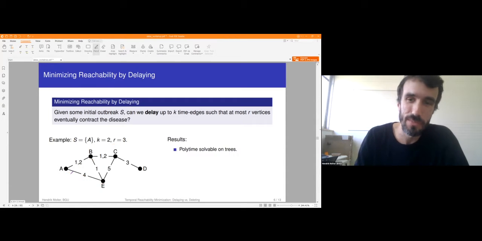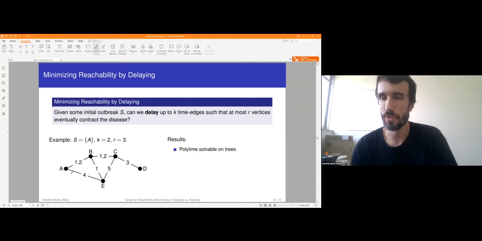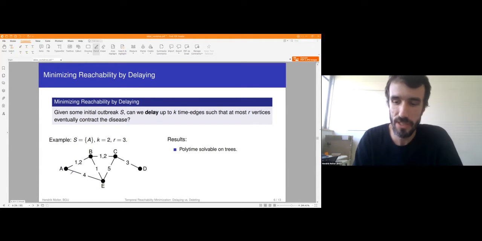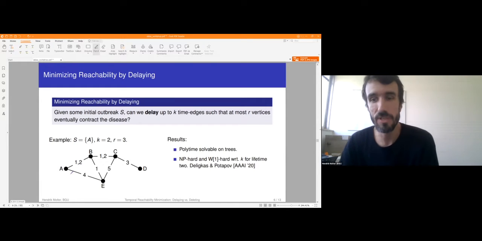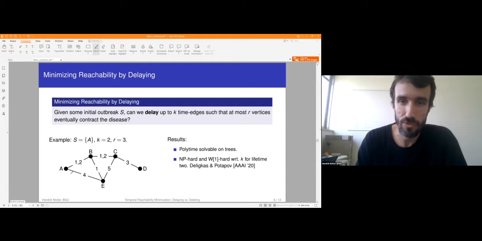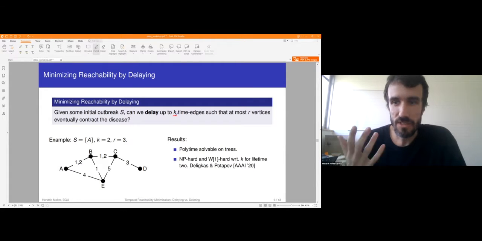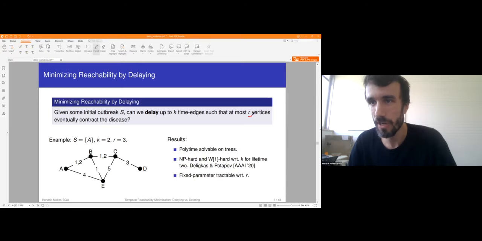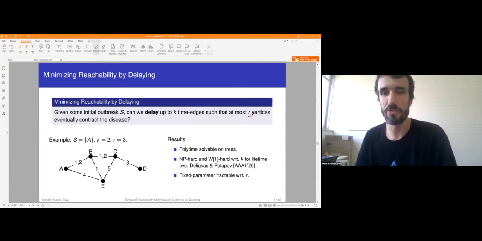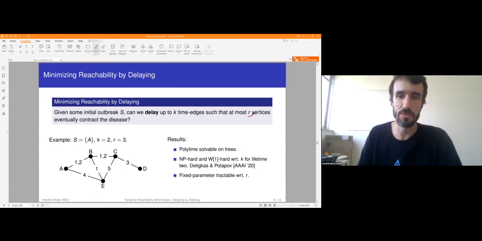And what is known, again, is that this is also polynomial time solvable on trees. That's also one of our results, actually the same algorithm that can handle both of these cases. Again, by Deligkas and Potapov, we know that it's NP hard and W1 hard with respect to the solution size, or the number of edges we want to delay. And to us, a little bit surprisingly, for the reachability parameter, we have fixed parameter tractability for the delaying, while we had W1 hardness for the deleting case. So there's an interesting difference in those 2 problems.